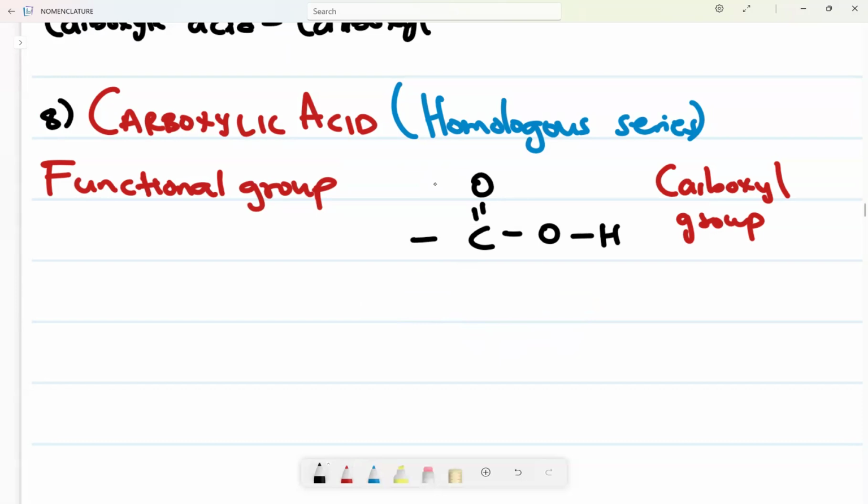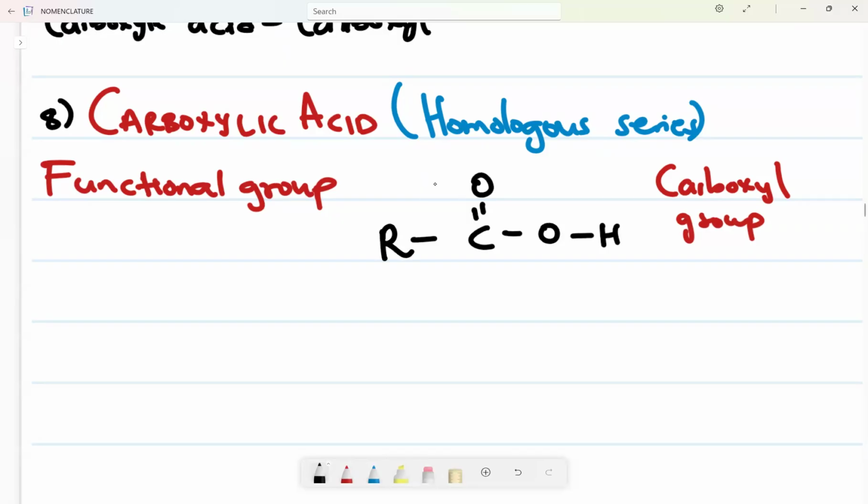Or if you do not want to say the functional group of this one, you can say it is RCOOH. But it's fine, let's stick with this one. And this should be R. Yes, this should be R.